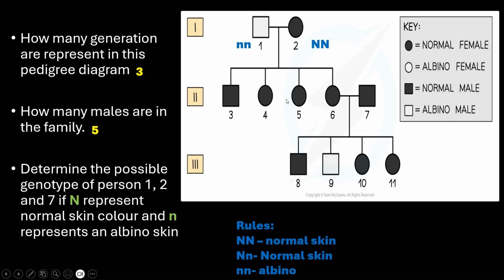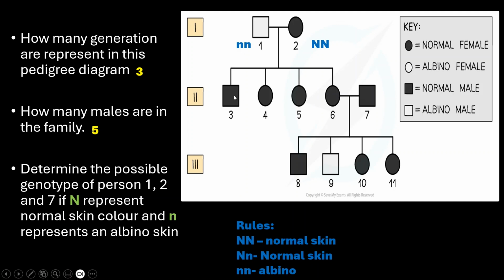Check 3, 4, 5, 6. All of them, their skin appeared to be normal. What happened to the recessive allele carried by 1? They were blocked by the dominant allele carried by 2. If 2 was heterozygous, some of the children's skin would have been albino.